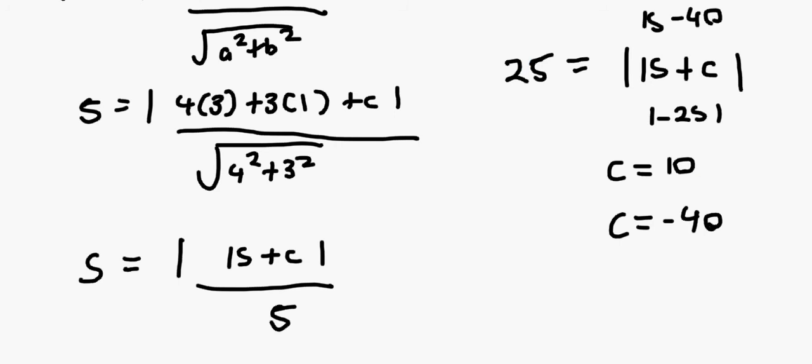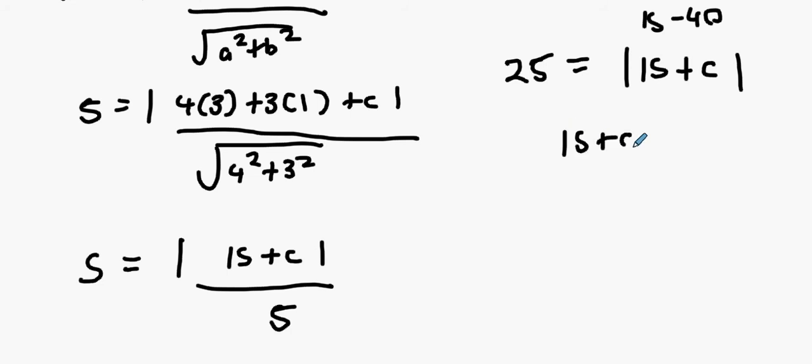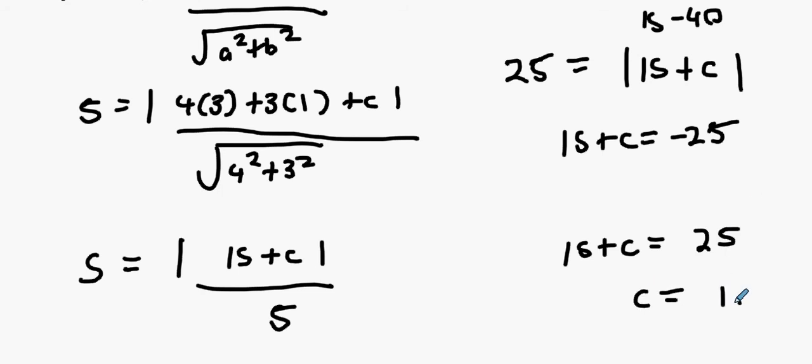However, you can do it that way if you want. But the other way, I suppose if you want to show that by maths, what you can say is 15 plus C equals minus 25. Or you can say 15 plus C equals plus 25. And then you can get both answers where C equals 10 or C equals minus 40. You can also square out both sides, do a quadratic equation, and get the same two answers.